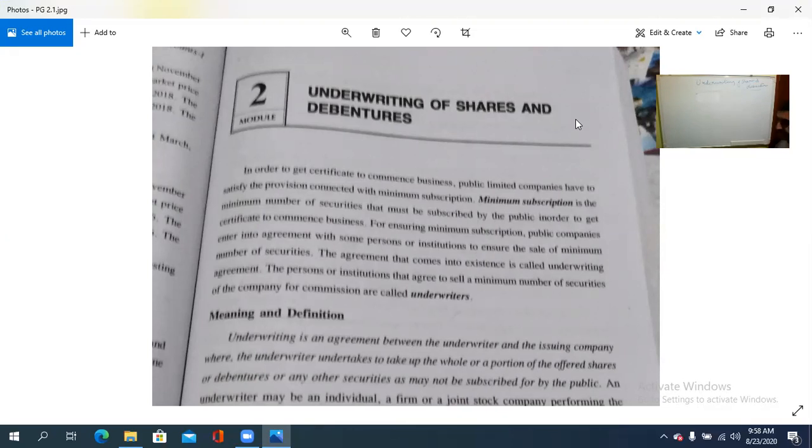Subscription, you know, isn't it? So minimum subscription is the minimum amount that is to be generated from the public. In simple terms, the minimum subscription is the minimum number of securities or shares that must be subscribed by the public in order to get the certificate to commence the business.